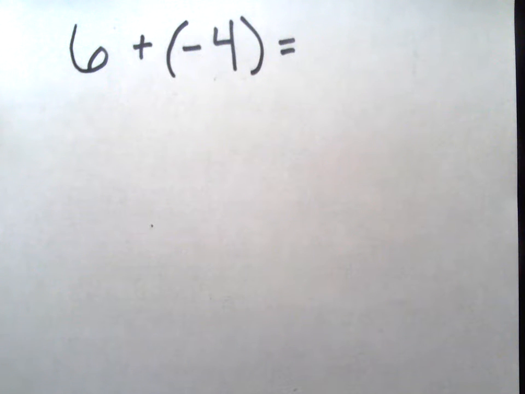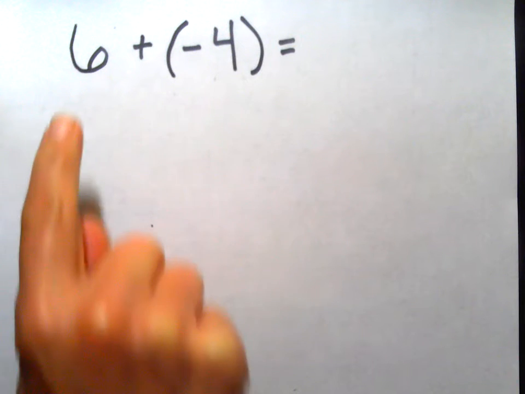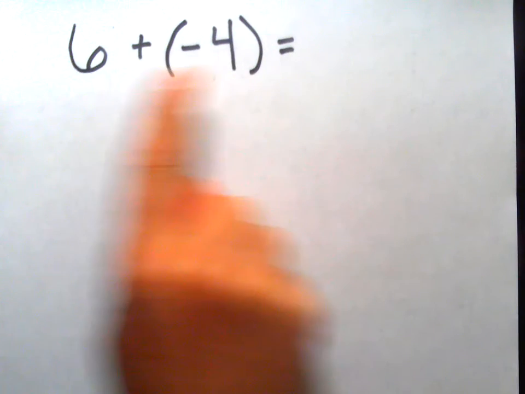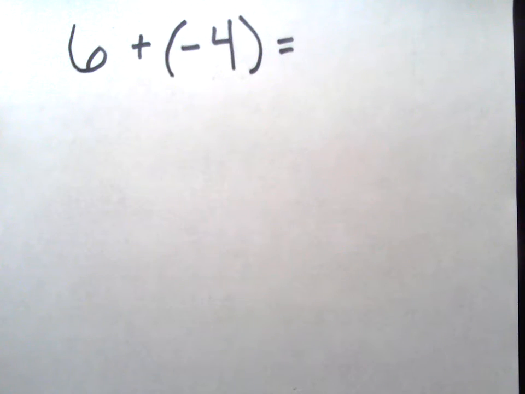Guys, now we're going to look at adding two numbers that have opposite signs. So looking right here, I have a positive being added to a negative: positive 6 plus negative 4. We're going to see what the rule is. It's different than when we were adding two positives or two negatives. Then we just added the number and kept the sign. This is going to look a little bit different.